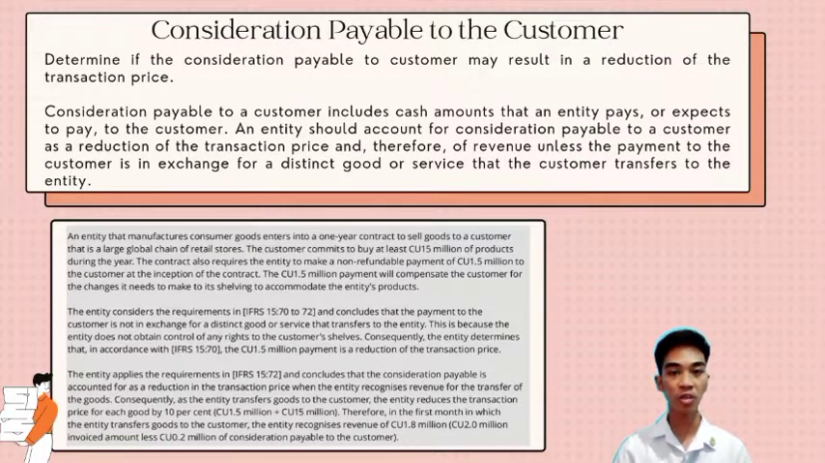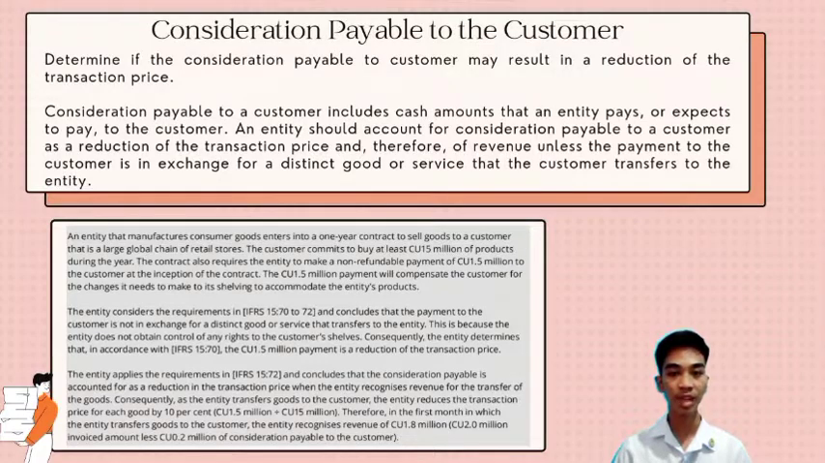An entity that manufactures consumer goods enters into a one-year contract to sell goods to a customer that is a global chain of retail stores. The customer commits to buy at least 15 million of products during the year. The contract also requires the entity to make a non-refundable payment of 1.5 million to the customer at the inception, or at the establishment, of the contract. The 1.5 million payment will compensate the customer for the changes it needs to make to its shelving to accommodate the entity's product. The 1.5 million non-refundable payment is gagamitin ng customer in the organization or shelving ng product na bibili niya sa entity.